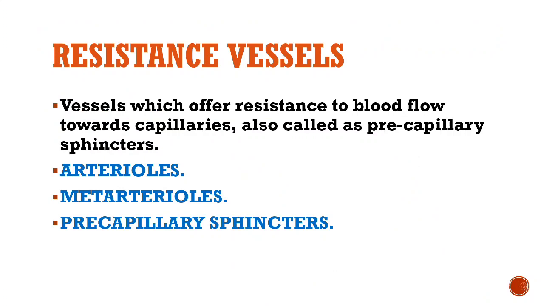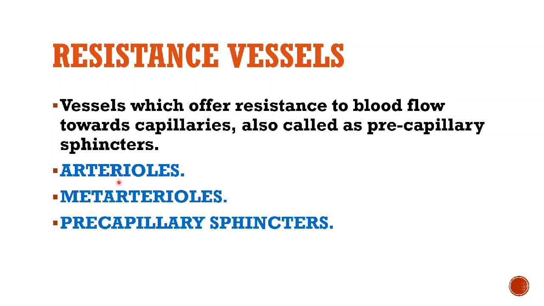The next type of vessels are resistance vessels. So these are the vessels which offer resistance to the blood flow towards the capillaries, also called precapillary sphincters. And the examples for these resistance vessels are arterioles, meta-arterioles, precapillary sphincters.